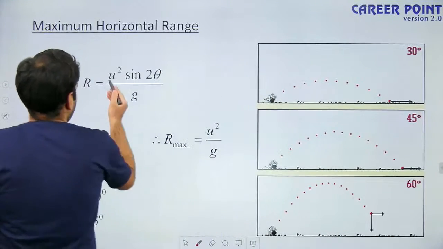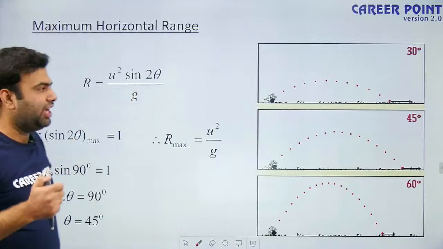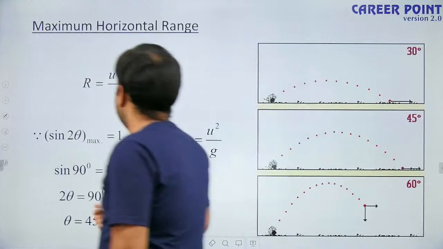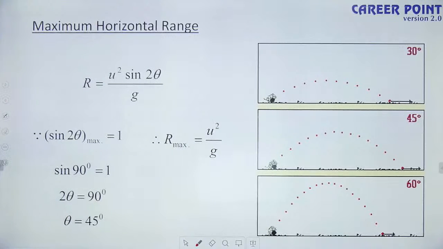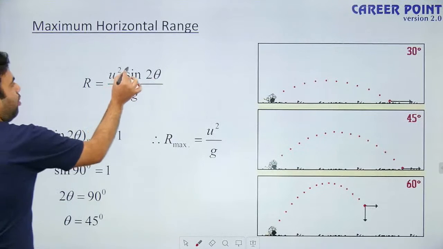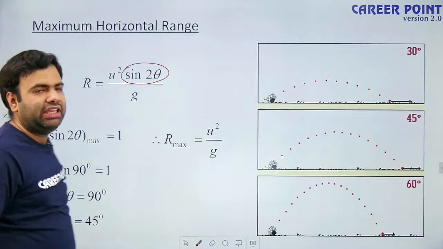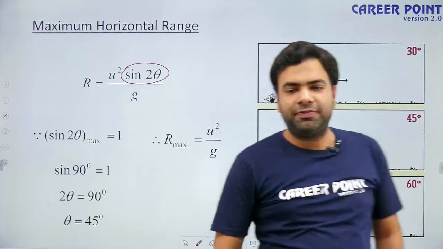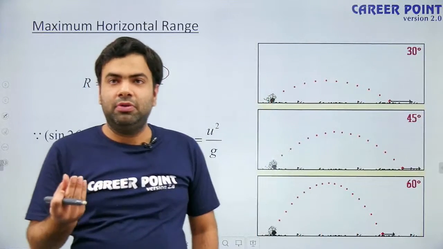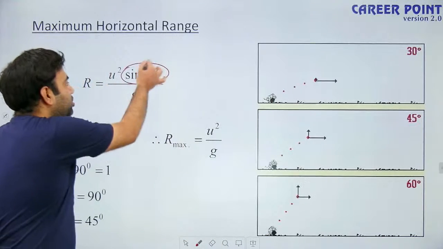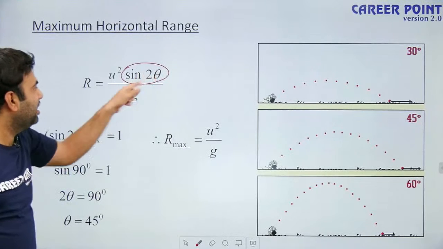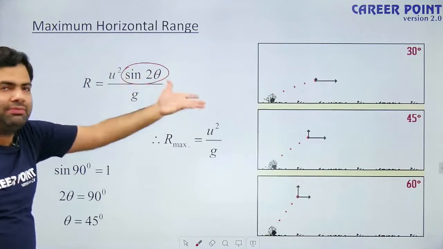See, the formula of range is u square sine 2 theta by g. If we have a fixed velocity, if we can throw any particle with a fixed velocity, then range is totally dependent on the angle. Now, what is the maximum value of sine? Maximum value of sine is 1. Sine theta is maximum when the angle is equal to 90 degree. But here we have sine 2 theta. So at which angle can this complete value be maximum?